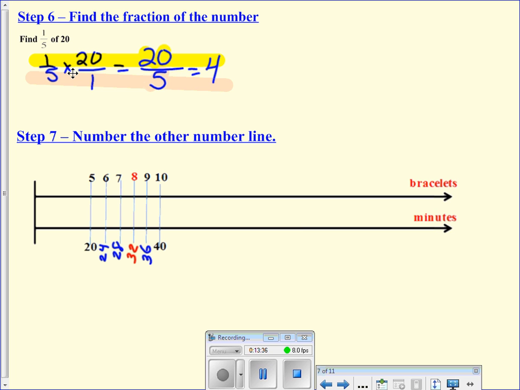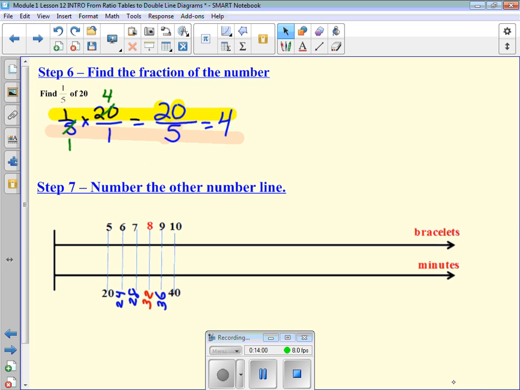Now again, you could have cross-reduced if you remember from elementary school. 5 divided by 5 is 1. 20 divided by 5 is 4. So you could have just gotten 4 over 1 right away. If you remember how to cross-reduce, you can absolutely do that. Okay, but getting back to step 7, can we see our ratio now that we need?